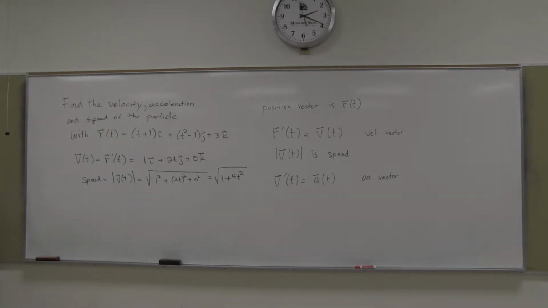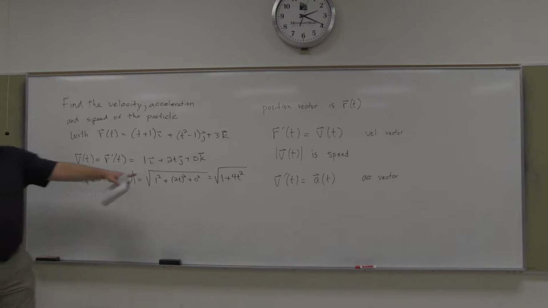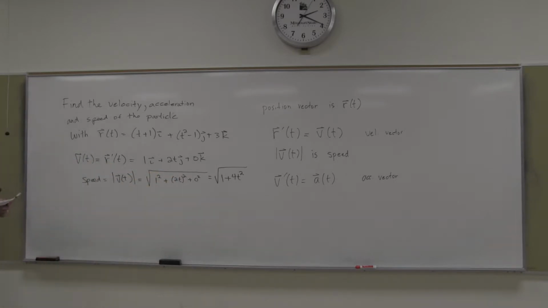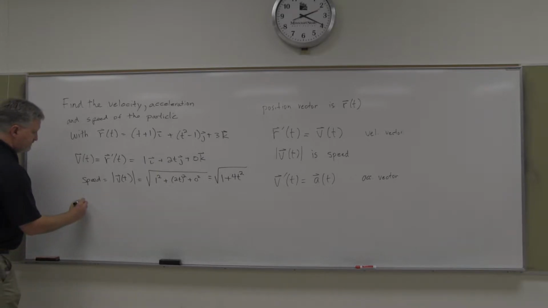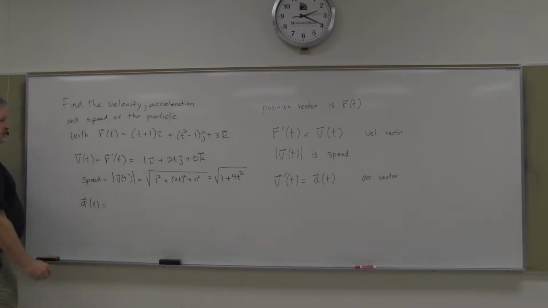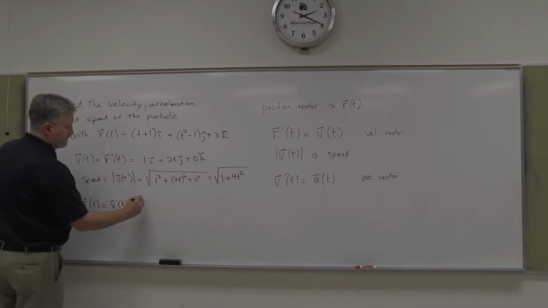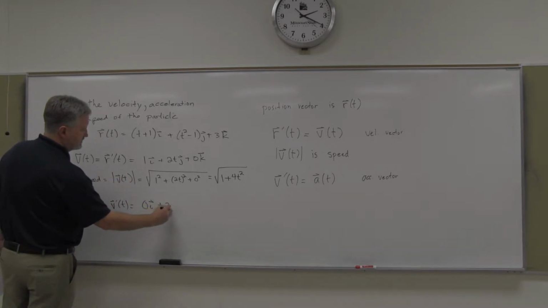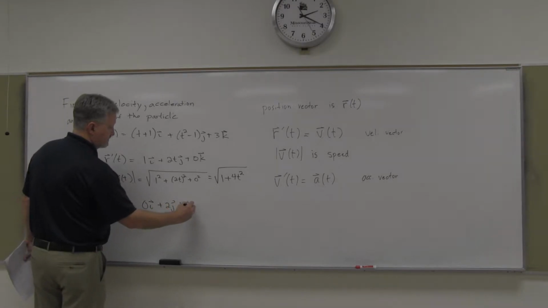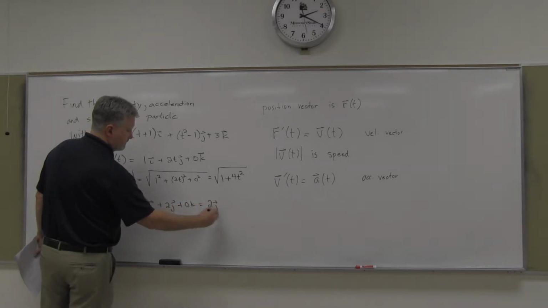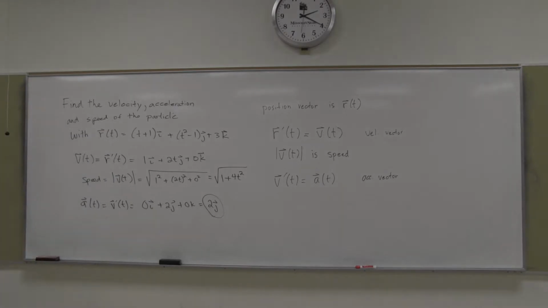And so, yeah, your speed, for these vector-valued functions, usually you're going to get just a function of t. And then, of course, the acceleration, a of t vector, is just the derivative of the velocity vector. So that would be 0i + 2j + 0k, so it's just 2j. That would be your acceleration vector for that particular example.